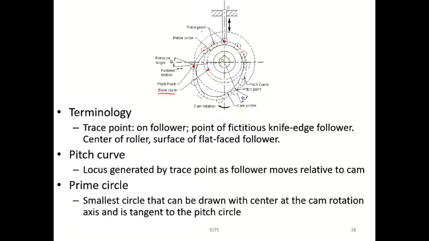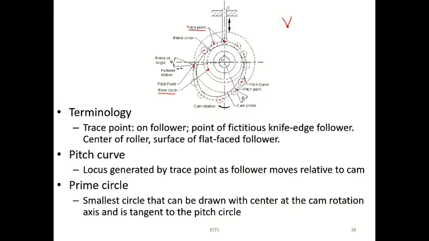Trace point means the center of the roller of the follower. Otherwise, suppose it is a knife edge follower, then this knife point will trace a point or a curve over the cam. So that is called the trace point.